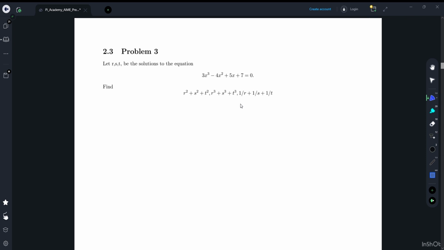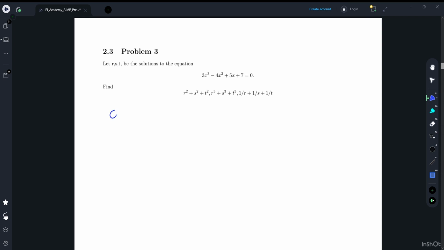So let r, s, t be the solutions to the equation 3x cubed minus 4x squared plus 5x plus 7 is equal to 0. Find r squared plus s squared plus t squared, r cubed plus s cubed plus t cubed, and 1 over r plus 1 over s plus 1 over t.